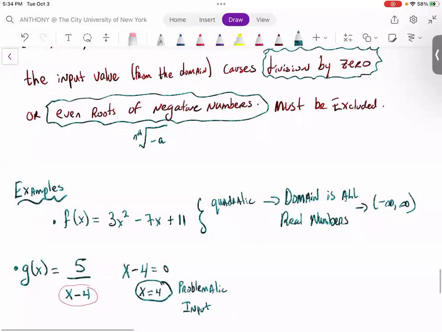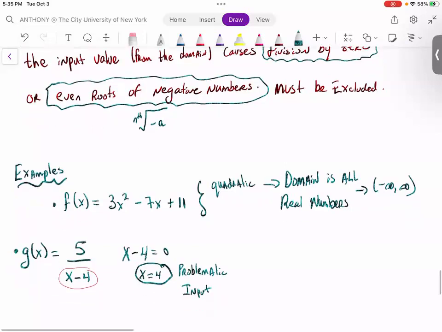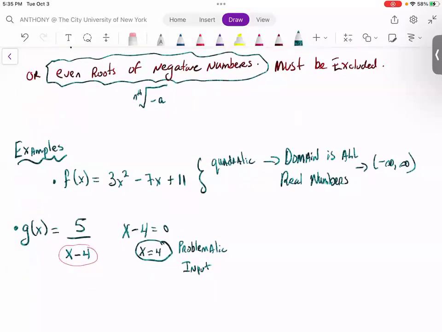And if I'm removing it from my domain, I can interpret my domain in three ways: in words, graphically, and interval notation. Okay, so in words, since the name of this function now is g, I'm going to say my domain of g is all real numbers except, very good, except when x is equal to 4.